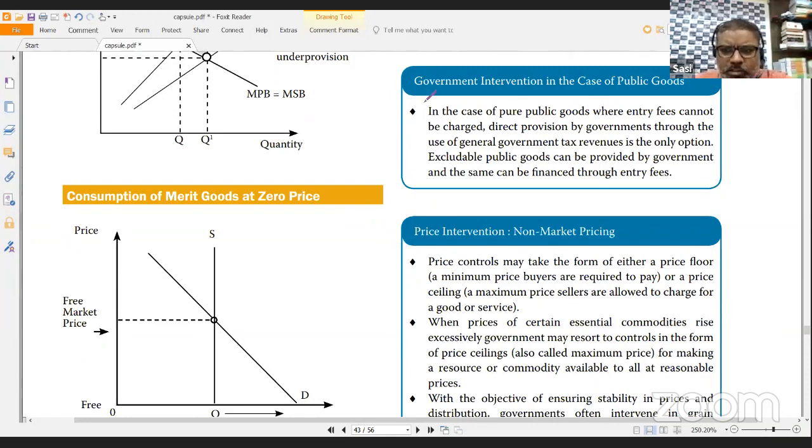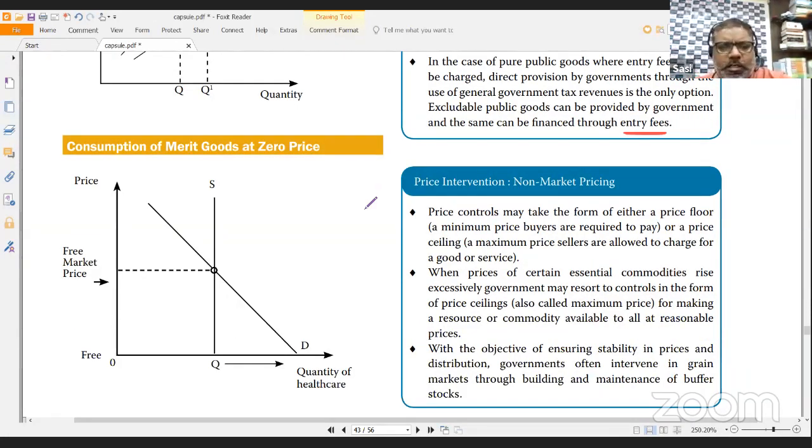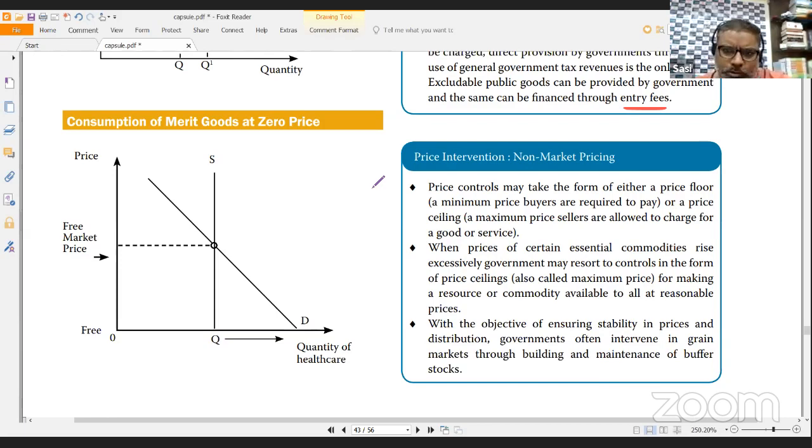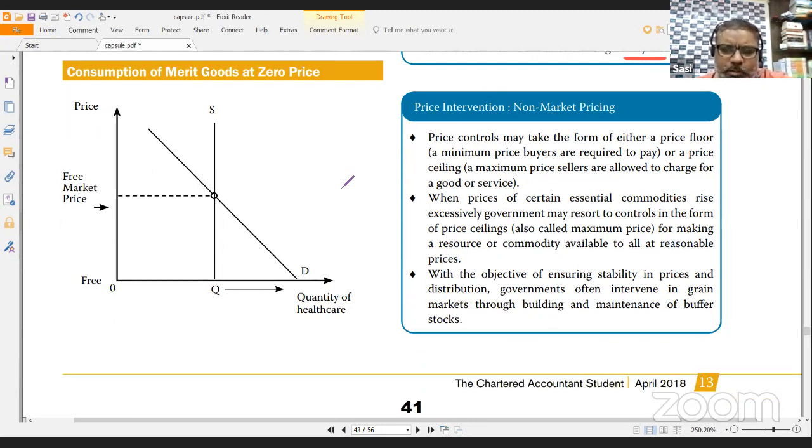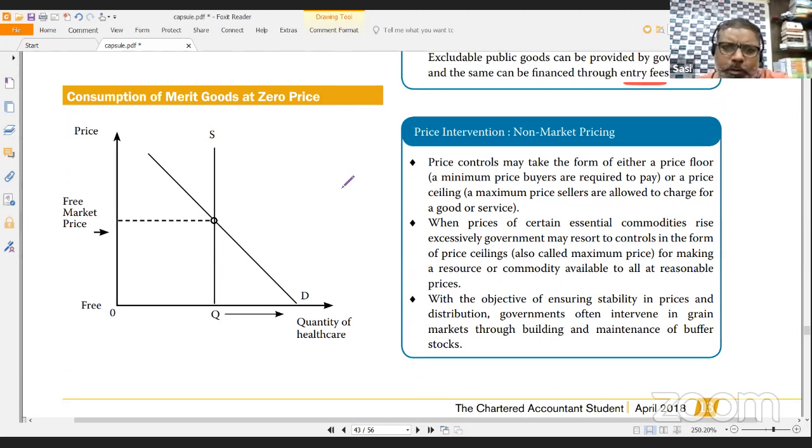And in case of public goods also, the government will be providing directly, and it will be providing goods to the public, and sometimes it will finance also through entry fees. For example, we have National Highway Authority of India having a toll booth. Government is providing, but still it is charging. Same way, there may be a public park. There may be a small entry fee on that, so that it is made a little bit excludable. Otherwise, the free rider problem will be much more.